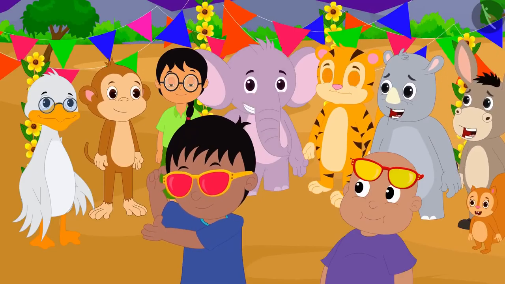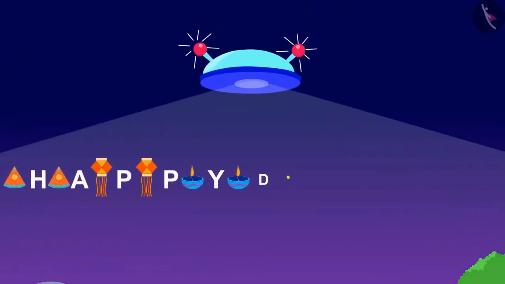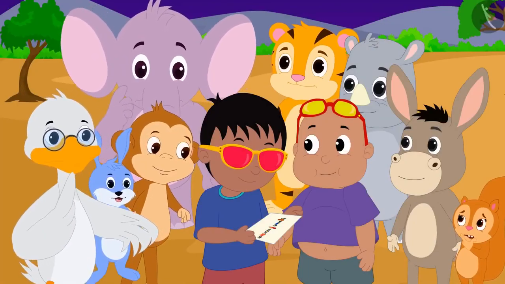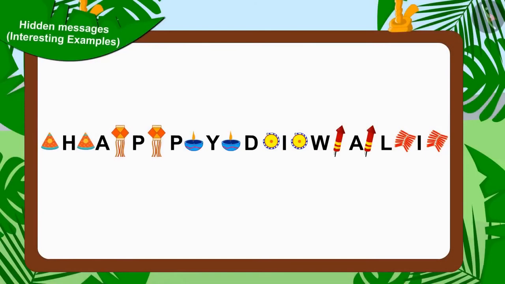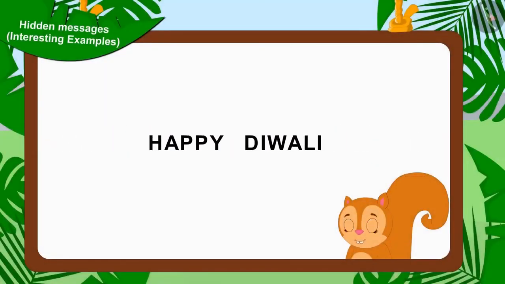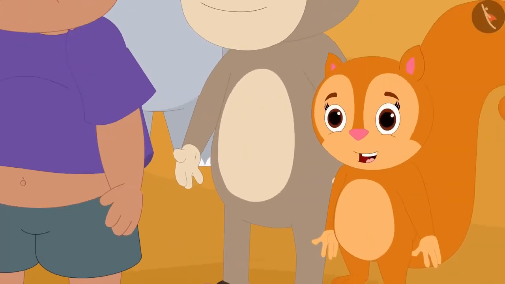Now, Raju once again looked at the sky with his glasses and saw this new hidden message. The villagers together started solving this hidden message. Children, can you solve Jeeves' hidden message? Well done, children! Your answer is absolutely correct. The message is hidden in the form of 1-1 alphabets in between these shapes. Chanda solved Jeeves' hidden message by writing all the alphabets together in this way and shouted out the message to all the villagers. Happy Diwali!